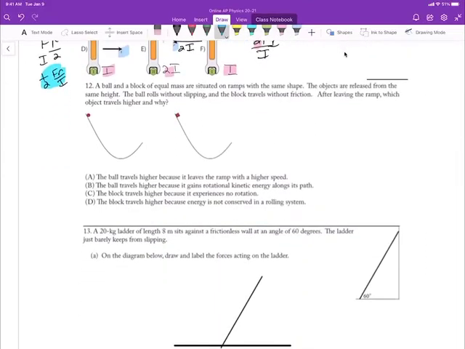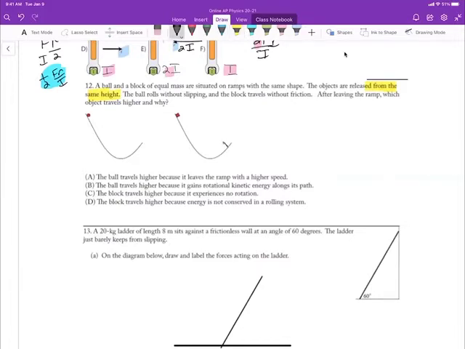All right, 12. A ball and a block of equal mass are situated on ramps with the same shape. The objects are released from rest. They are released from the same height. So we're starting from rest from the same height. The ball rolls without slipping, and the block travels without friction. And after leaving the ramp, which object travels higher and why?